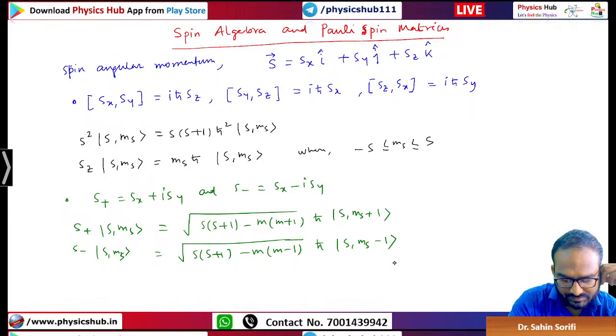Only if ket 10 can't be the bra 01, because we have to change row to column.